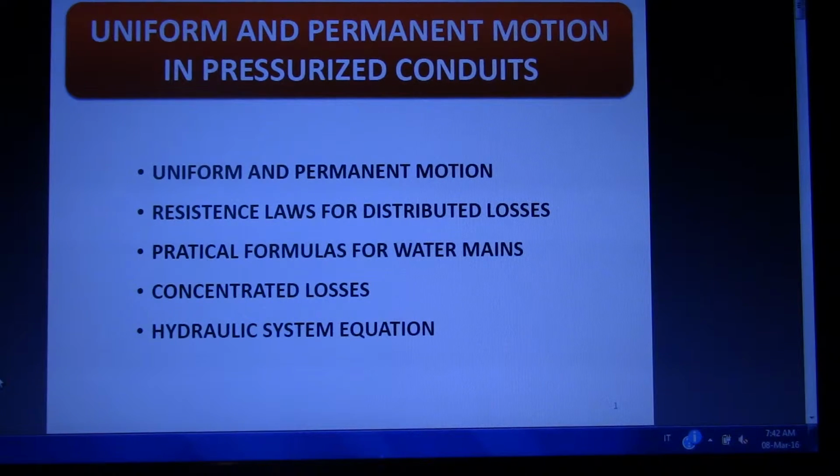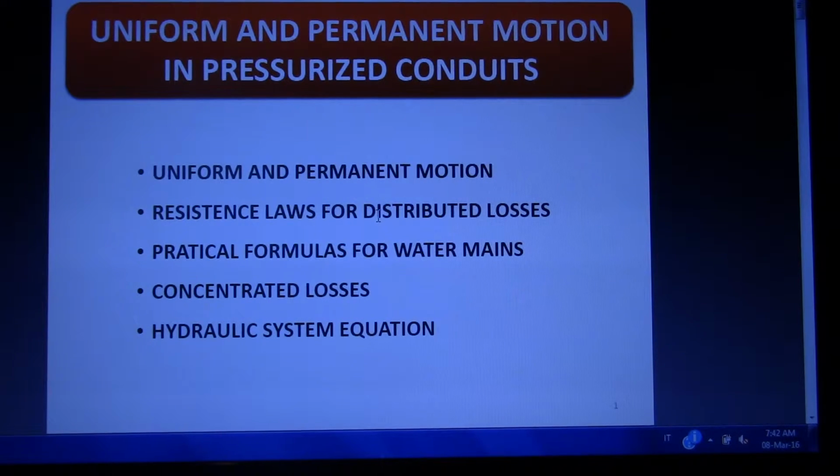Hello everybody and welcome again to the class of Advanced Hydrosystem Engineering. Today we will see together the uniform and permanent motion in pressurized conduits. In particular, we will define what is a uniform and permanent motion.